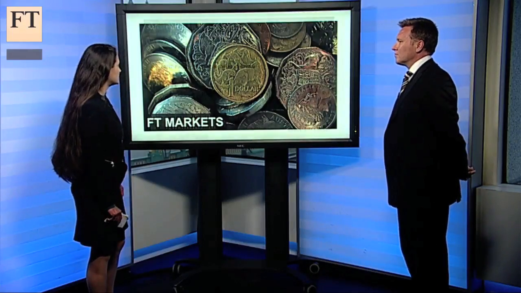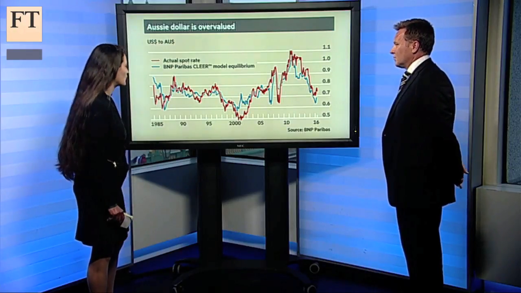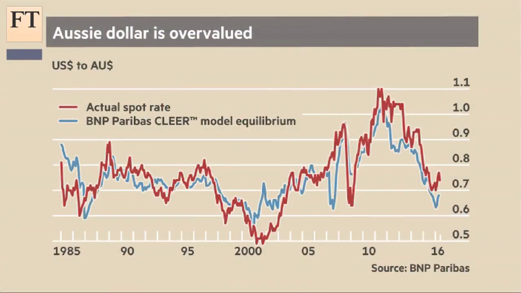Okay, so if we take a look at your first chart, it shows us the Australian dollar, which is a commodity currency driven by iron ore prices. The red line shows the actual spot rate, so the foreign exchange rate compared to the US dollar. And then we have the BNP Paribas model, the blue line, that shows basically it's currently undervalued. So why do you think that is?